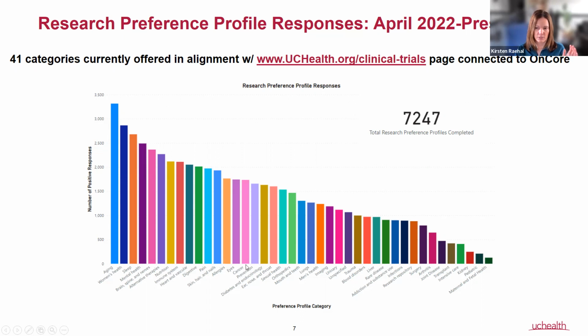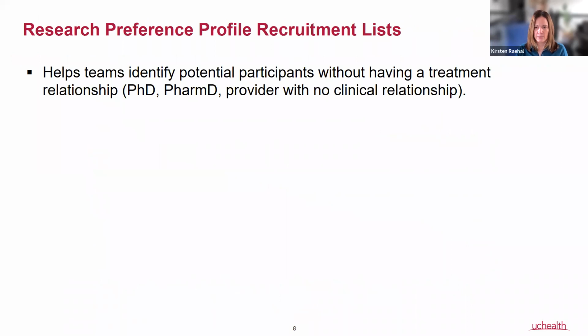So for cancer, let's say you have a cancer study and you want to use the research preferences profile list, we would only match your eligibility criteria to those individuals. And it looks like there's about 1,800 that have said they're interested in cancer. We would only look at their records. We would not look at any other records. And then if there's a match, we would provide that on the list.